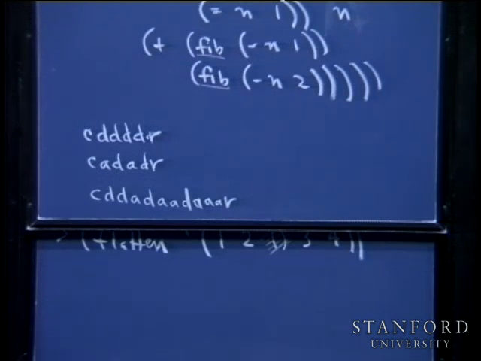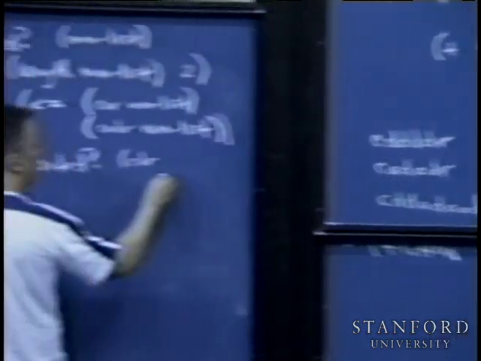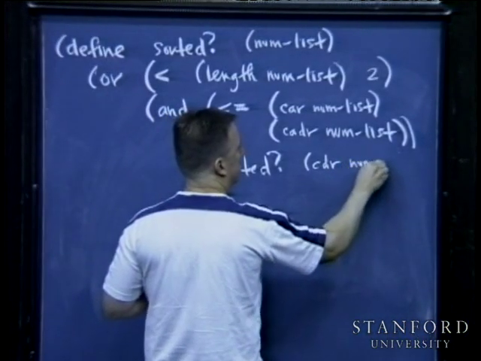I also want sorted to just work out on the plain old cooter, just cdr of the num list.